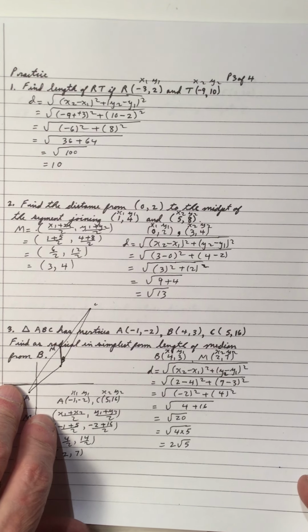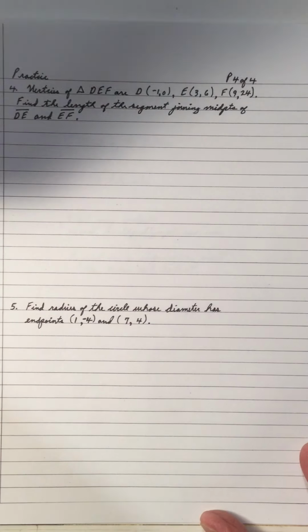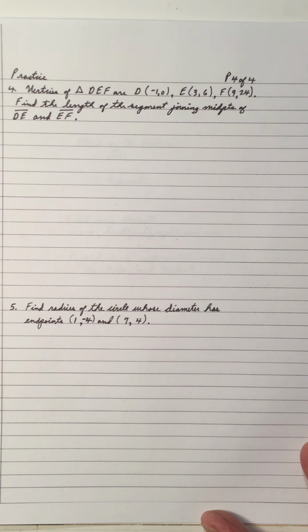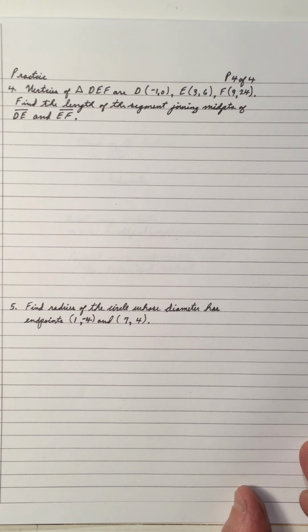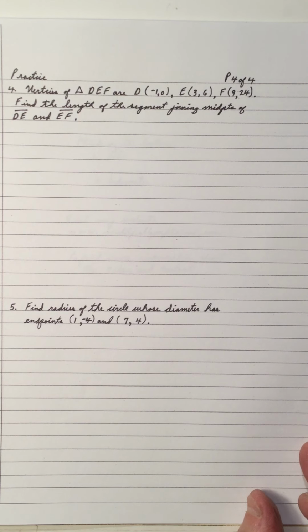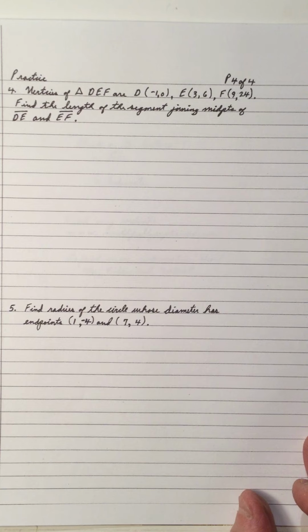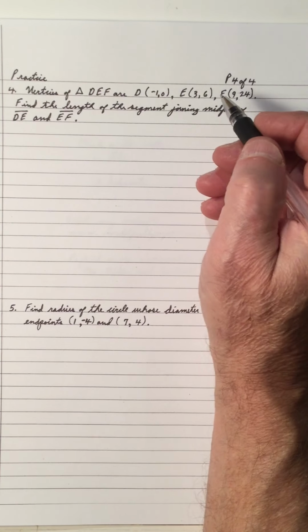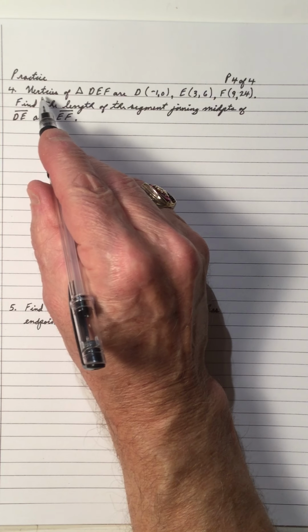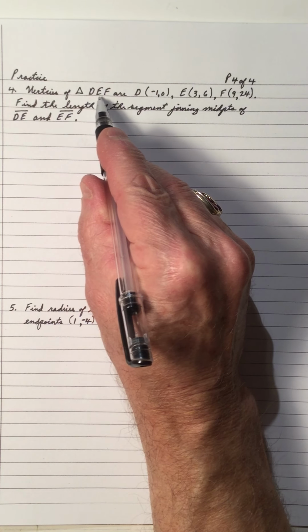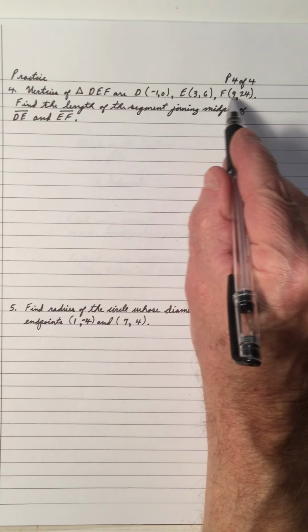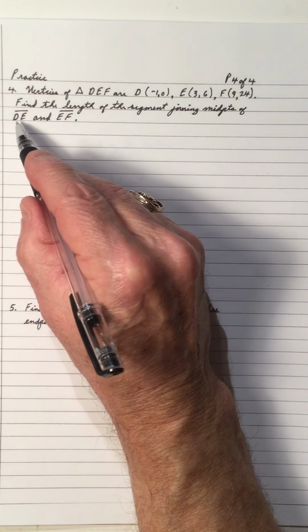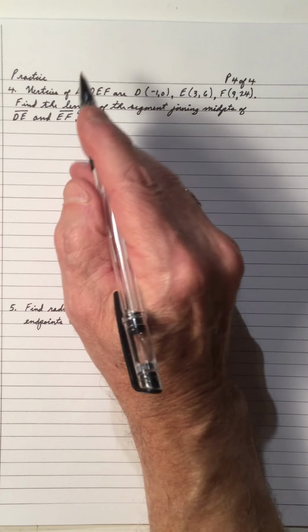So hopefully you're understanding the distance formula. The midpoint formula is used, but the distance formula is the Pythagorean with the difference in the x squared, difference in the y squared. Okay, 2 more to do. As practice, pause the video and see if you can work this out. We have the vertices of a triangle DEF. There's the vertices. Find the length of the segment joining the midpoints of DE and EF.